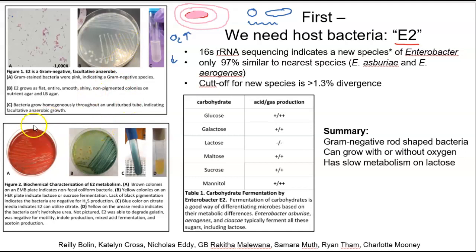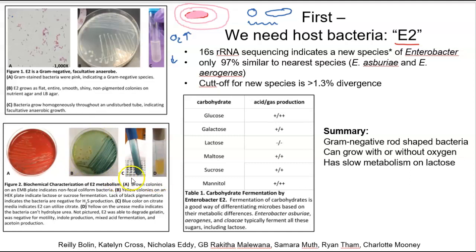So in summary, our bacteria so far, looking at A and B, it's not a fecal coliform because it doesn't produce that green sheen. It's not a vigorous fermenter of lactose. It can ferment sucrose, but it does not use sulfate as an alternative electron acceptor. It does not produce hydrogen sulfide.